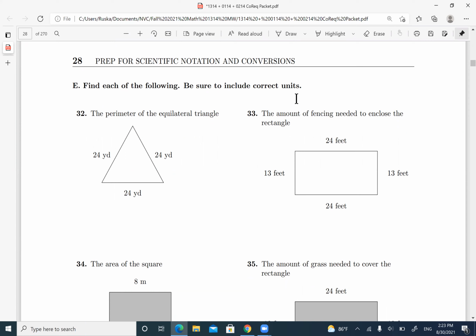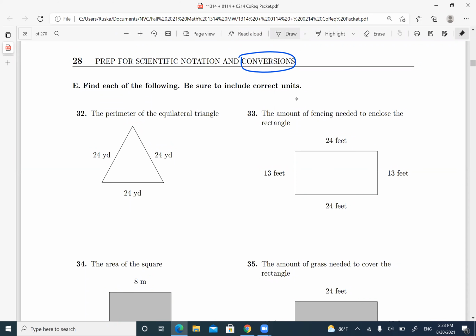Okay. The next one we have is page 28. And 28, it's about find each of the following. Be sure to include the correct unit. So when you do conversions, it's very important to keep the unit with you, okay? Because the conversions are pretty much changing different units.